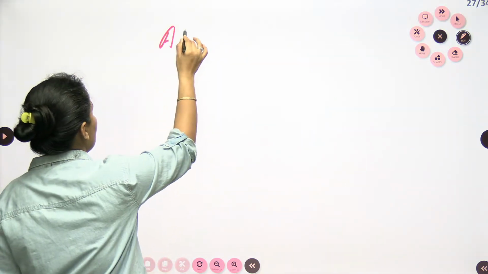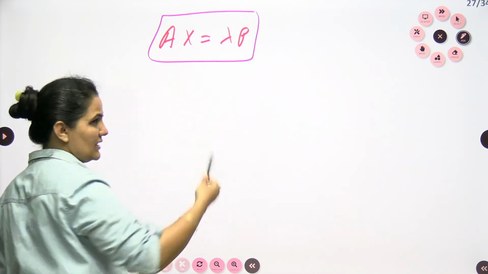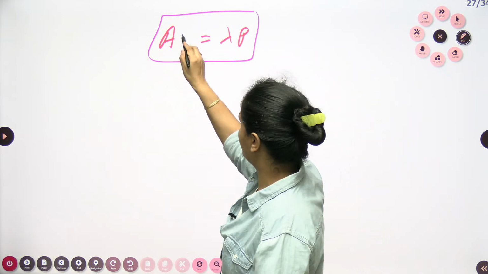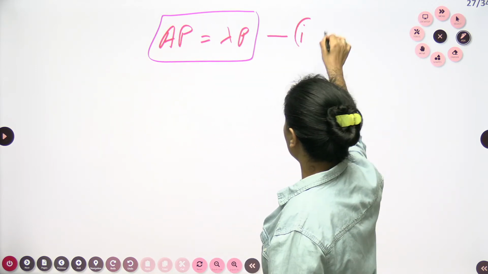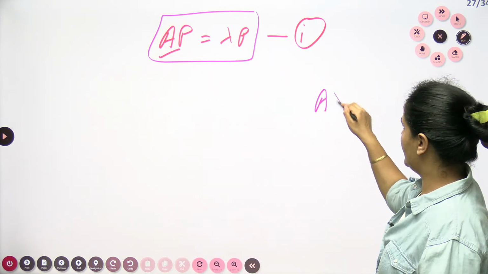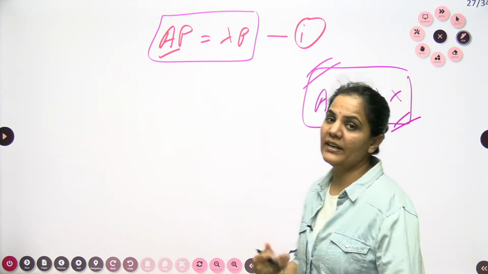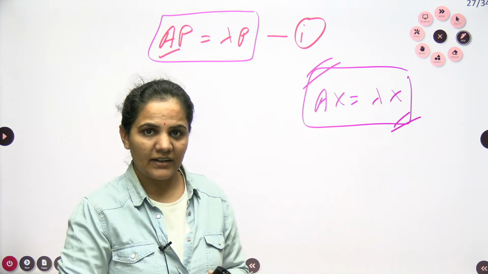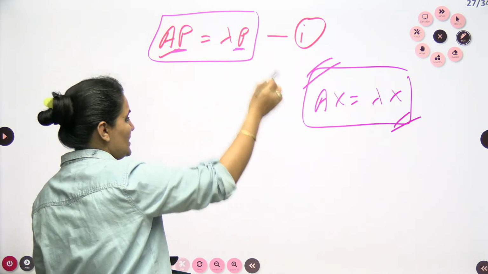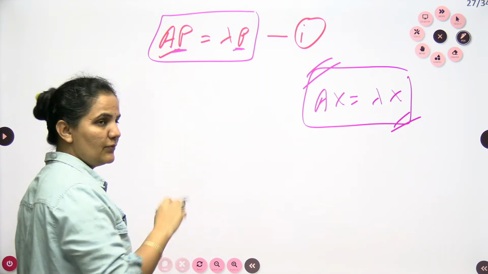So can I write down directly here that AP is equal to lambda P? Why? Because for the matrix A, we know very well, we used to have this statement: AX is equal to lambda X. This is the very simple technique which we use so many times in the classroom for finding the eigenvector, where X is the eigenvector and lambda is the eigenvalue. So in this case, as it is mentioned that P is the eigenvector and lambda is the eigenvalue, this is the first statement.